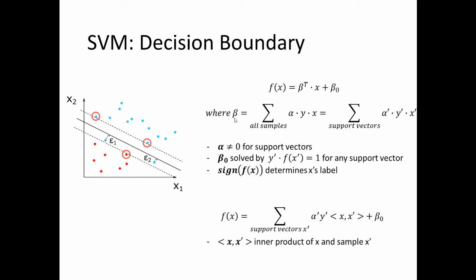If we plug this beta back into this equation, we get this equation. If we want to know the label of any point x, we can just plug the coordinates of that x into this equation and find the inner product of that point with all the support vectors, right? And multiply by the support vectors' alpha, which is 1, and their label, plus beta naught. And we can determine that point x's label by looking at the sign of the result f(x).